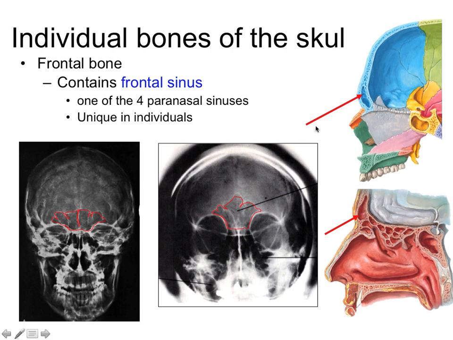The frontal bone you can see here on this medial view contains the frontal sinus. So there will usually be a left and right frontal sinus, and this is very unique in individuals. Sometimes, and you'll see this on imaging, one side is absent and there's no sinus. Sometimes one side is larger than the other, or of a different shape to the other. Sometimes there's no frontal sinus whatsoever.